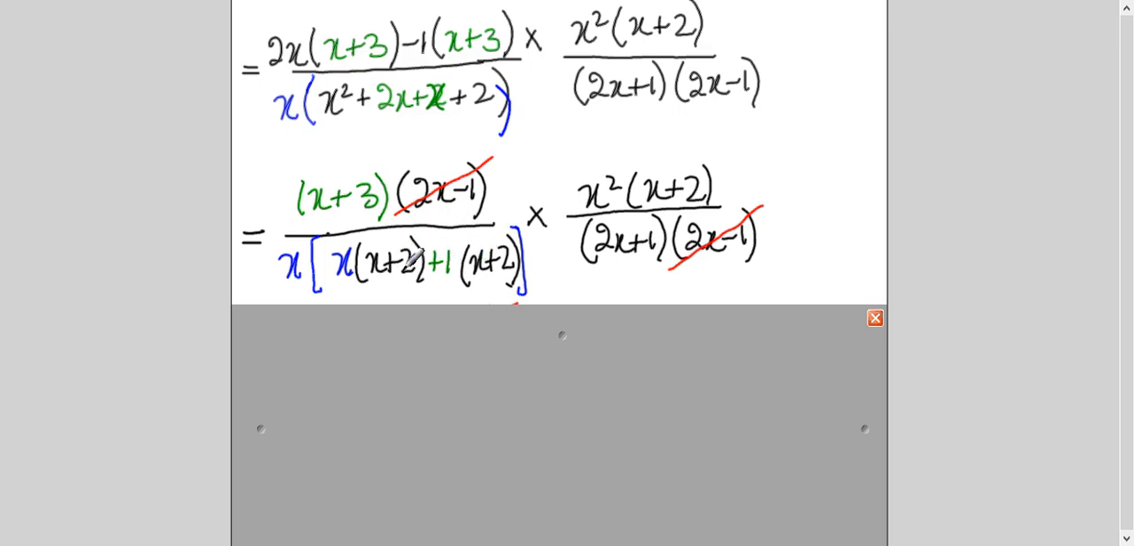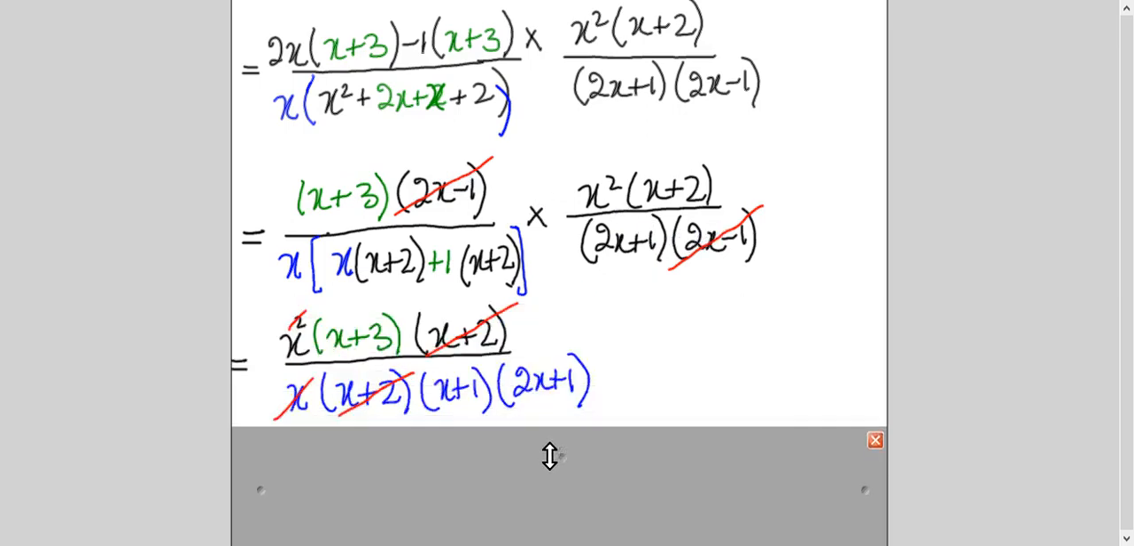Now, this will become x plus 2 and x plus 1. Whereas these terms are multiplying, these are multiplying. This is in numerator. This is in denominator. So that's why I'm cancelling it out, right? So now what I'm left with here is x squared, x plus 2, which is here, and x plus 3 here. Now I'm simplifying it into a single term. From here, I have x plus 2 and x plus 1, which is this. And this 2x plus 1 is here.